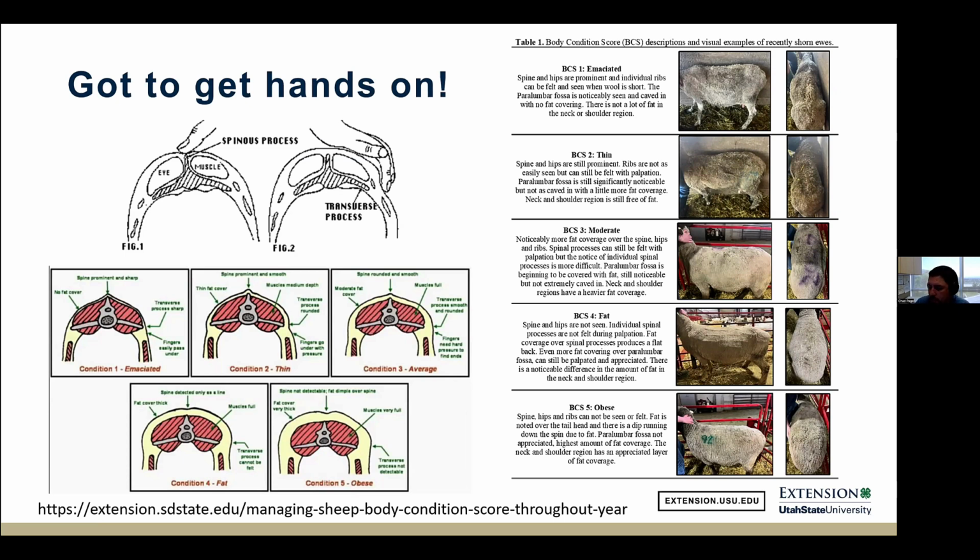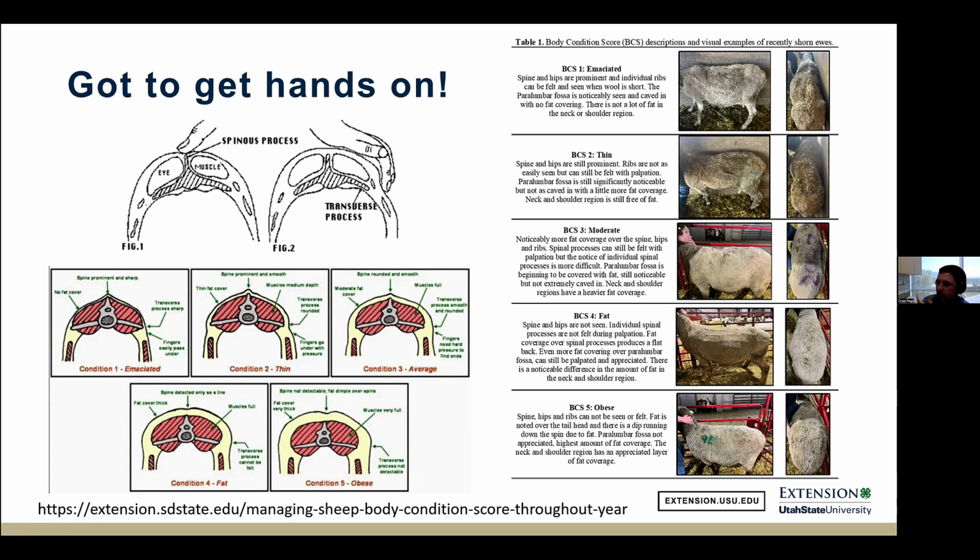What we want to do, instead of looking at these sheep here, is get an idea of the amount of fat in some of these areas around the spinal process. You can see that the spine protrudes more with a low body condition score, and then it is completely covered with fat with a very high body condition score. Usually where we want our sheep to be is right around a 3 to 3.5, especially as we're going into a breeding season or getting ready to lactate, just because that's such a demanding time nutritionally.